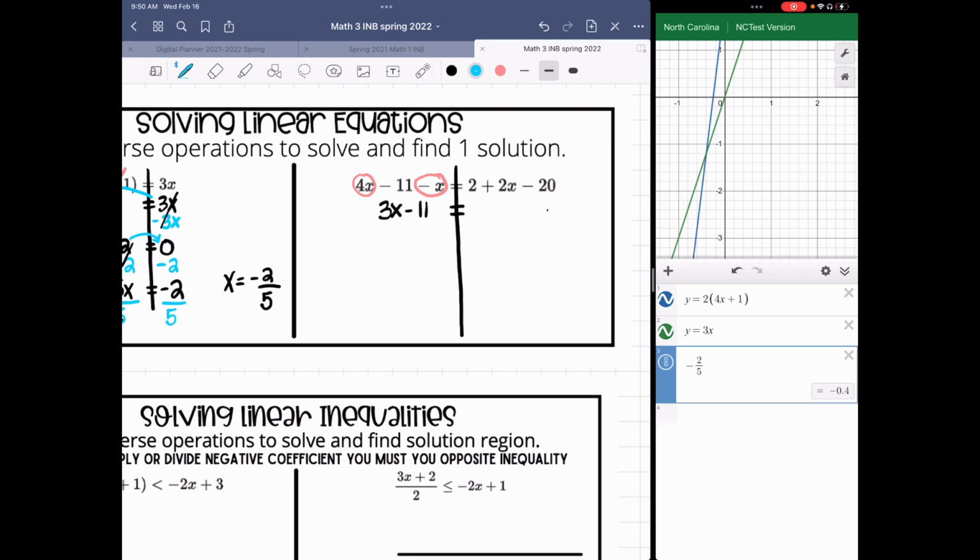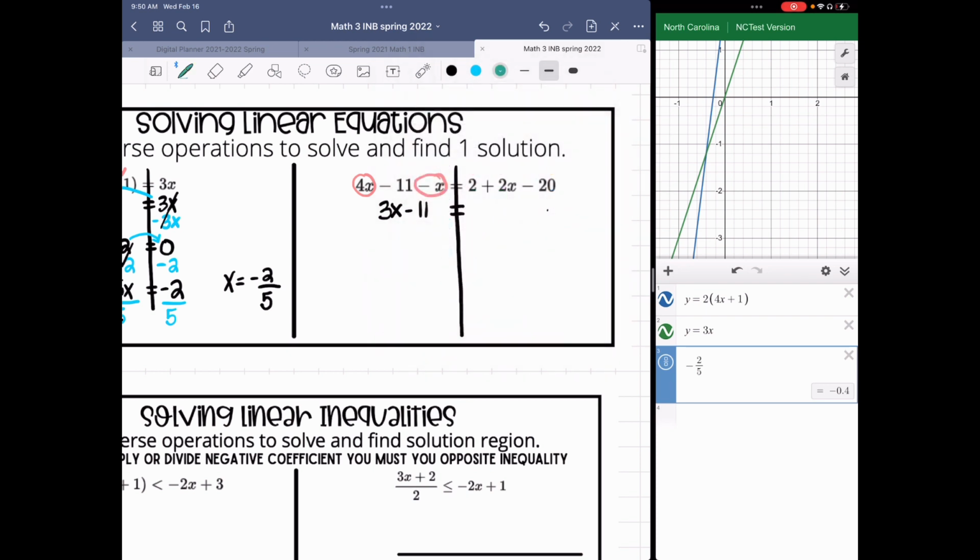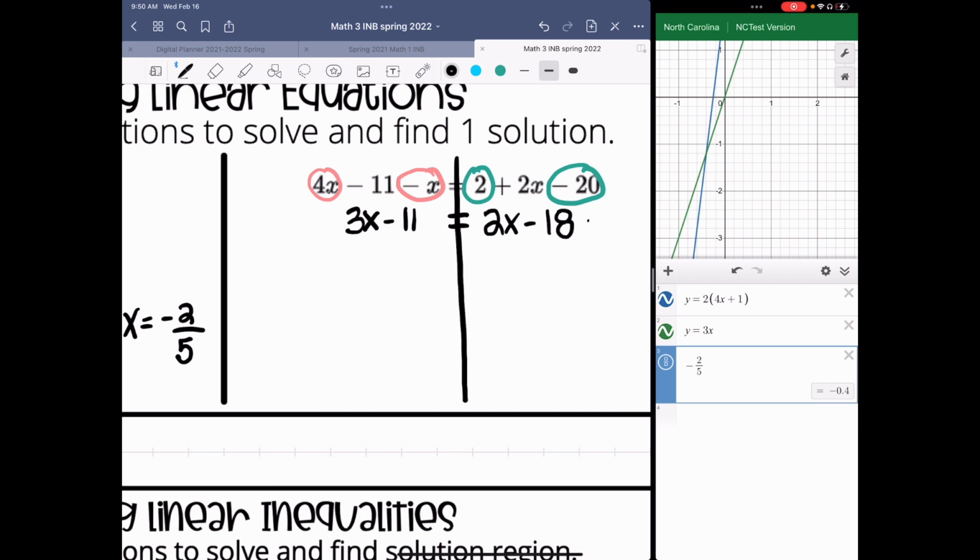And then on the right side, we have our constants, which are 2 and negative 20. If I combine those, that's going to be 2 minus 20, which is negative 18. And what that does is it just makes it so you don't have to move so many pieces around. If you combine them, then you have less to move. All right, so now I'm going to work on moving my variables together and my constants together.